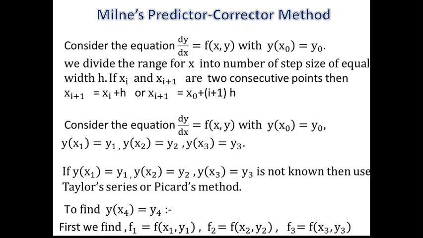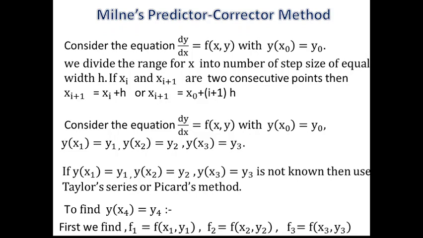Consider that in Milne's predictor corrector method, we have a differential equation with the information at the previous 4 points. What are the previous 4 points? y at x naught, y at x1, y at x2 and y at x3. The values of the function y at these 4 points are required in order to get the value of y at the successive point, say x4.